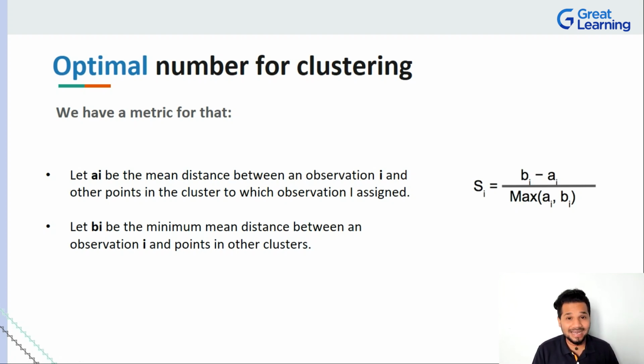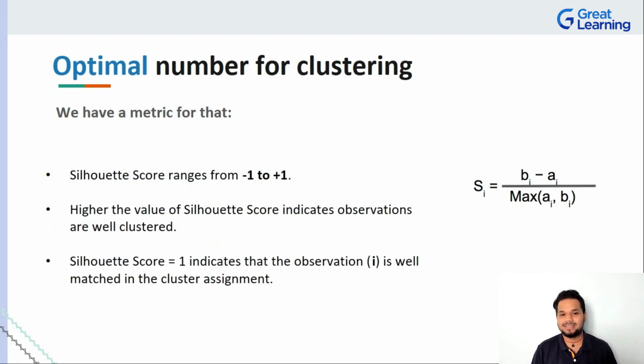It's BI minus AI divided by the maximum of AI and BI. So whatever has the highest distance gets taken over, and eventually that is how you would take the entire point of all the observations: BI minus AI divided by the maximum of AI and BI. And that number that you get, what is that? That is the silhouette score, right?